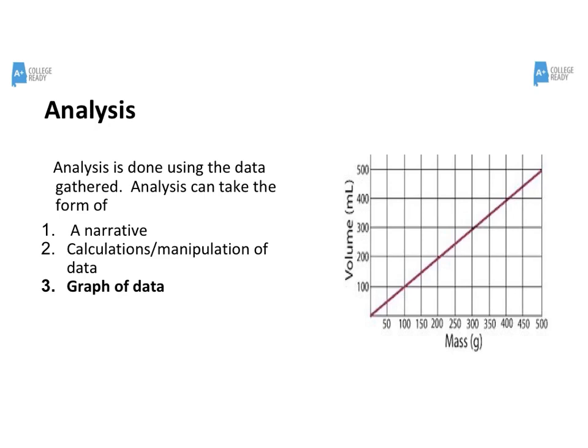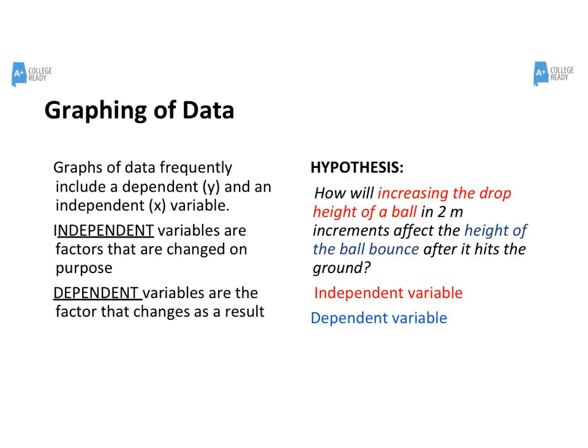Analysis is done using the data that was gathered. Analysis can take the form of a narrative, or calculations and manipulations of the data, or maybe most frequently, graphing of that data. Graphs of data frequently include a dependent, y, variable and an independent, or x, variable. The independent variables are factors that can be changed on purpose, while the dependent variables are the factors that change as a result.